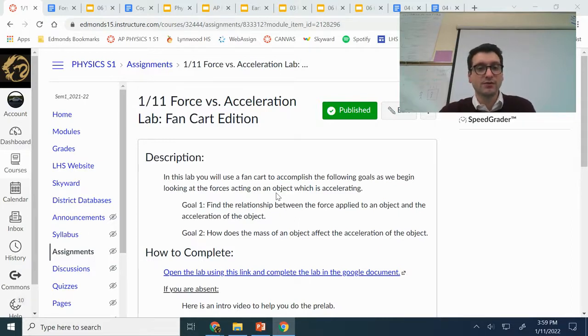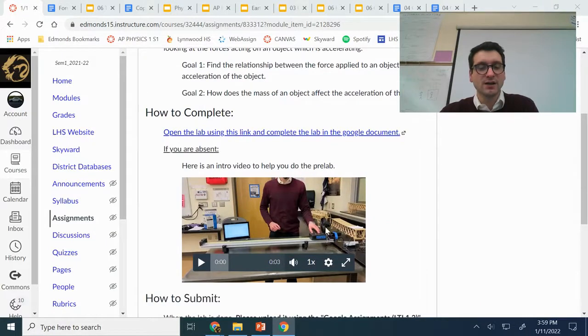And the first goal here is to find the relationship between the force applied to the object and the acceleration of the object. So we are going to use a fan cart in order to do that. When we talk about the object, what we mean is the fan cart. We're going to be looking for the acceleration of the fan cart based on a force applied to the fan cart by the fan, right? So the fan is on, that's going to apply a force to the cart. The cart's going to begin to accelerate, and then we need to know what the force is and also what the acceleration is.